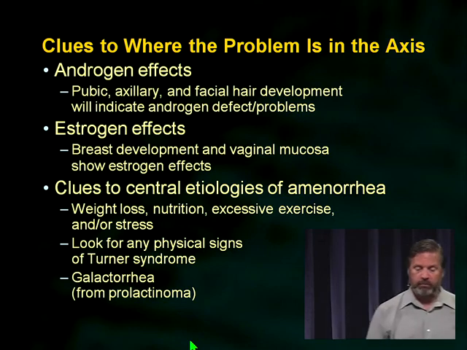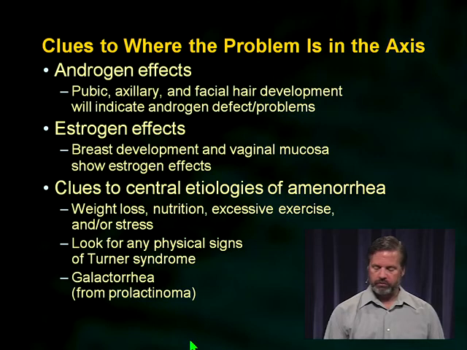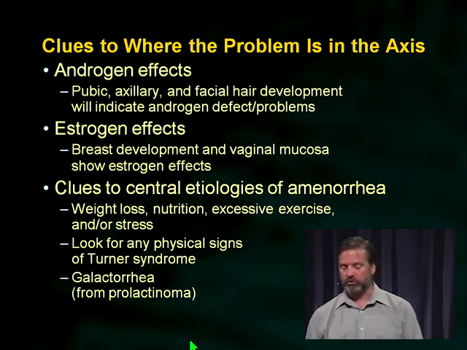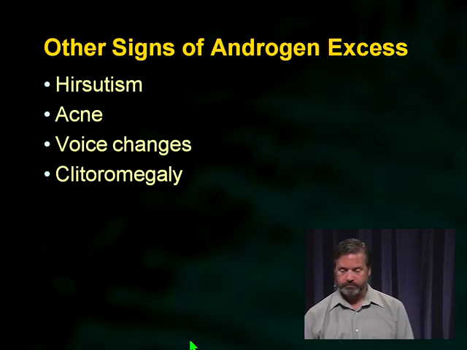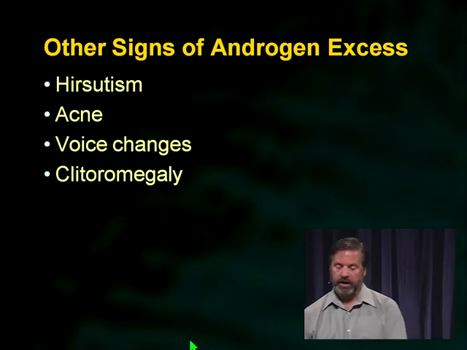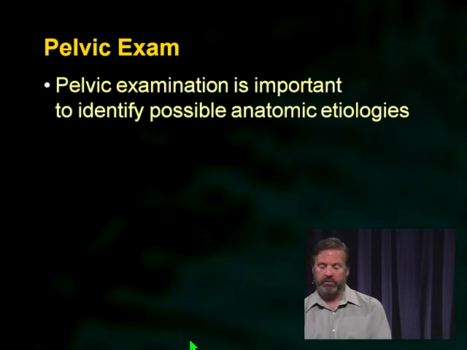Clues to where the problem might be are related to androgens, estrogens, whether it's a possibility of a central amenorrhea. These are all listed for you, and you can see the typical androgenizing effects in patients. With estrogen, you might see some breast development, or vaginal mucosa shows estrogen effects. Those are all things that might give you clues as to where the problem might lie. And other signs of hyperandrogen states, acne, voice changes, clitoromegaly. Pelvic exam is always important to do to rule out anatomic causes.